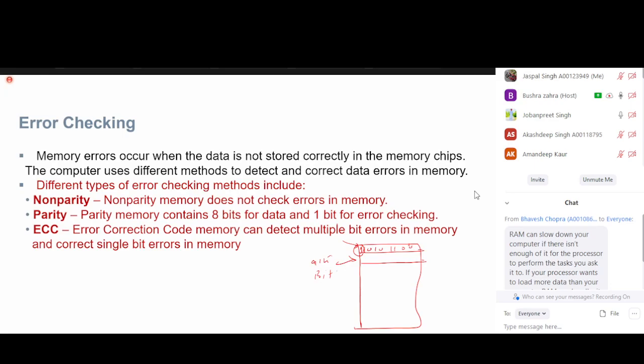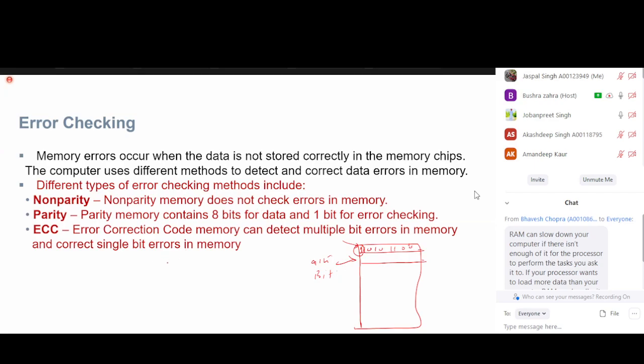Parity is nothing but the number of ones inside the information, like an even parity and an odd parity. So if the number of ones is odd, then it has an odd parity, and if the number of ones is even, then it's an even parity. So that's an error checking technique, which basically identifies whether any bit is changed inside the memory data.